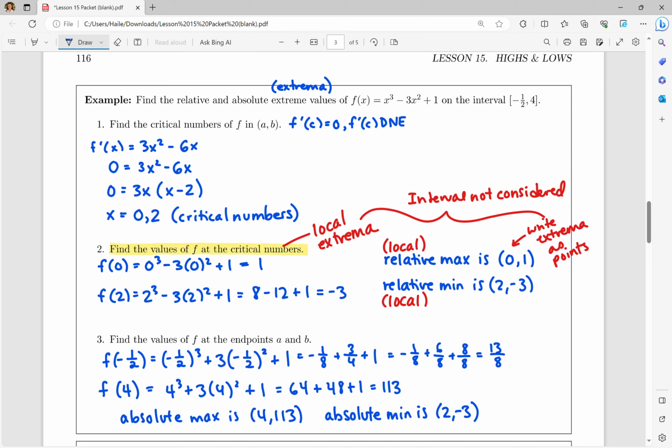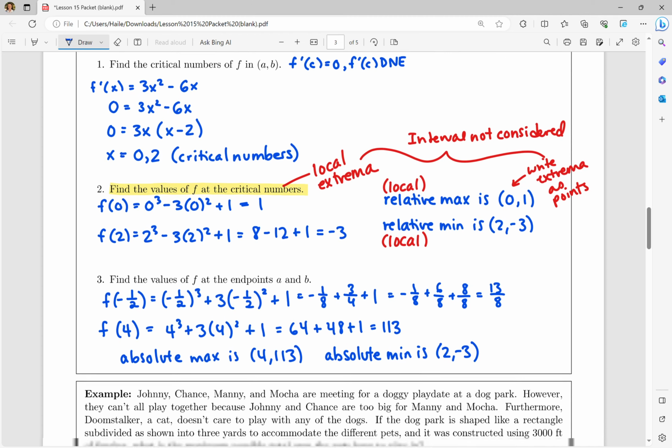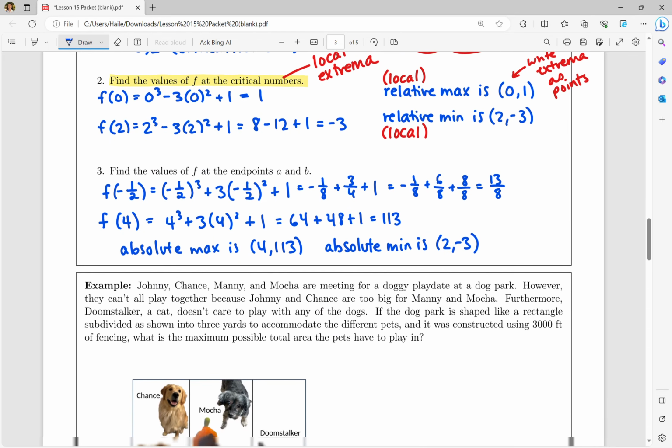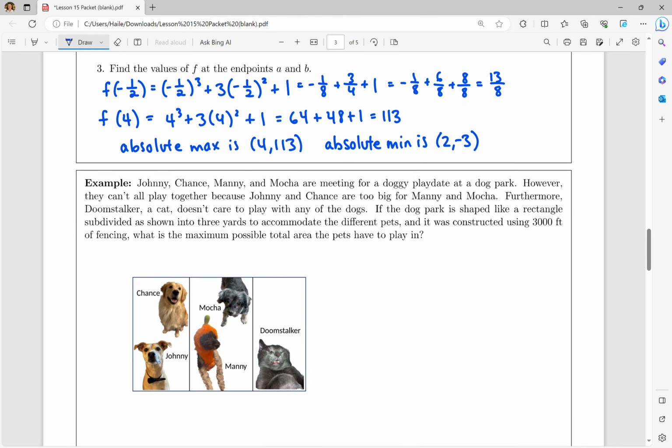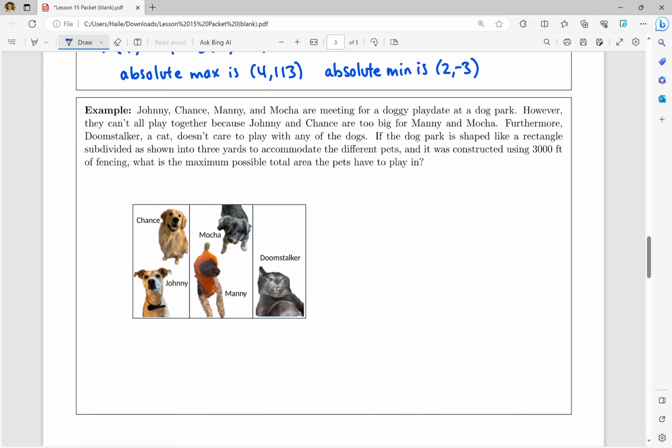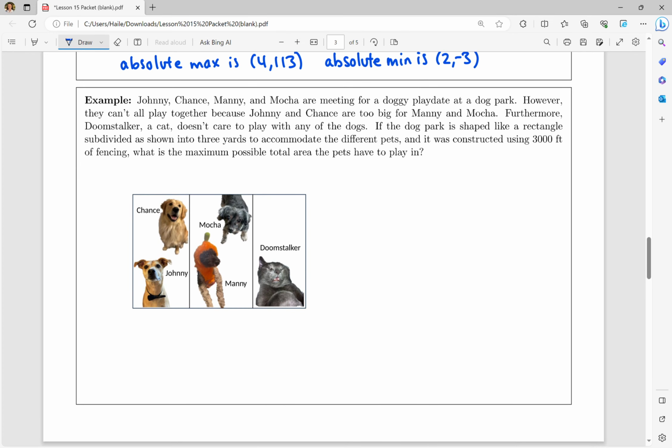A lot was going on in that example, so if you have questions, make sure and ask. All right, one final example. I've been looking forward to this one. This was actually Dr. Lanius's idea to put all of our pets into a word problem. So this should be pretty fun.